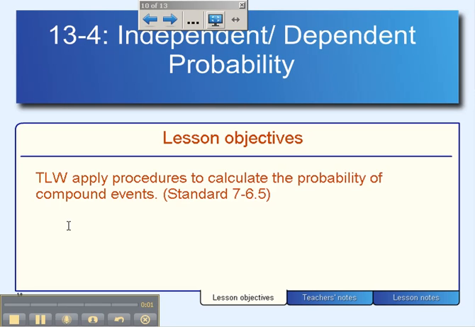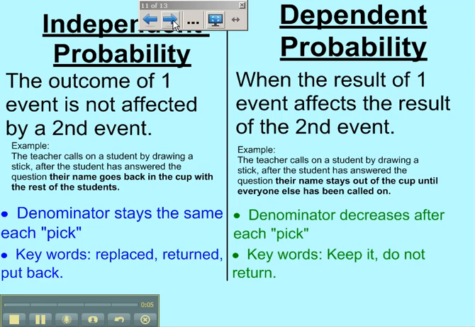Talked about independent versus dependent probability. What those two terms mean is that independent probability is when the outcome of one event is not affected by the second event. In this, the denominator is going to stay the same and some keywords are replaced, returned, or put back. Dependent probability, on the other hand, is when the result of one event affects the result of the second event. So our denominator is going to decrease in the second probability, and some keywords are going to be keep it or do not return.